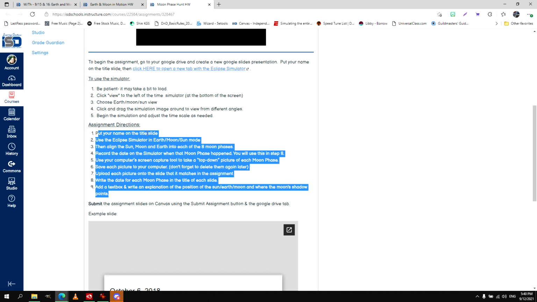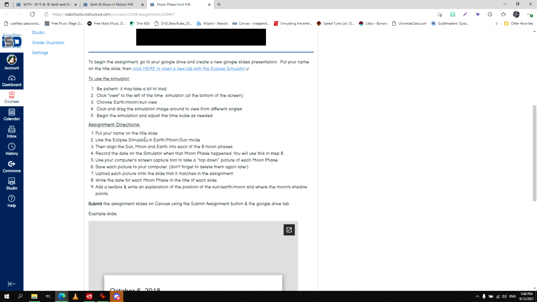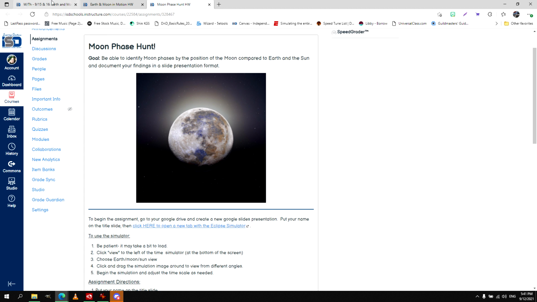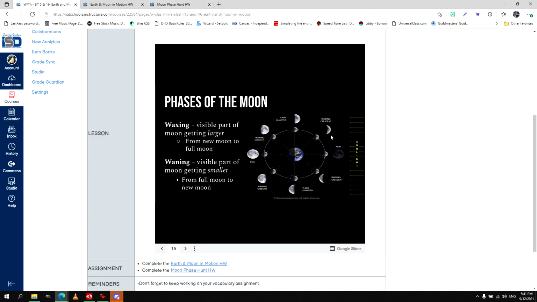So you're going to put your name on the title slide, and then use the simulator up here to align the sun, moon, and earth into each of the 8 moon phases. So you're going to find each phase of the moon. You're going to record the date that it says it is happening. You're going to need that for step 8. You're going to use your screen capture tool to take a top-down picture of each moon phase. So that is a picture like this, where you're looking down on it.